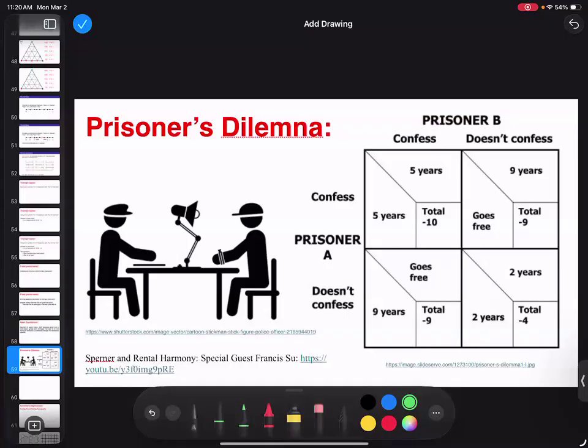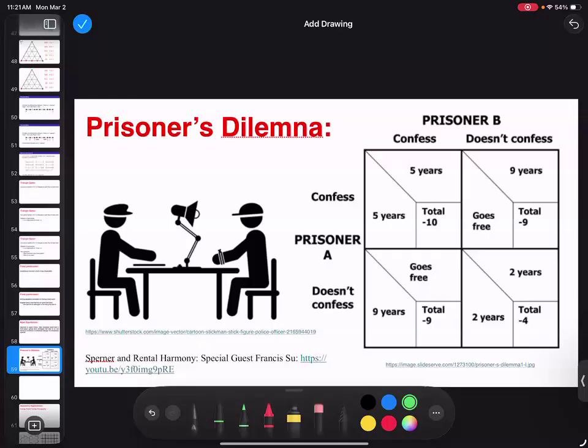So the payoffs are as follows. If neither person confesses, each person gets 2 years in jail. If you don't confess and your partner confesses, your partner is going to go free, no jail time, and you get 9 years. Conversely, if you confess and your partner doesn't, you go free and your partner goes to jail for 9 years. And if you both confess, you both go to jail for 5 years. So the net amount of jail time is 10 years if you both confess, 9 years if exactly one of you confesses, and 4 years if neither of you confesses. What's the best for you and your partner?